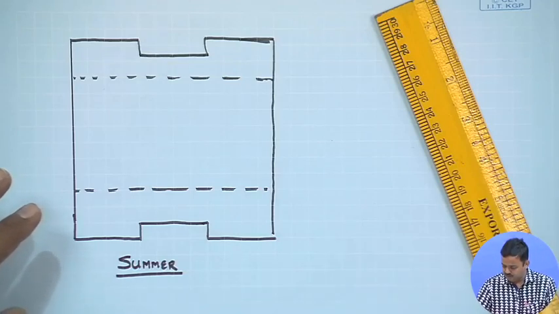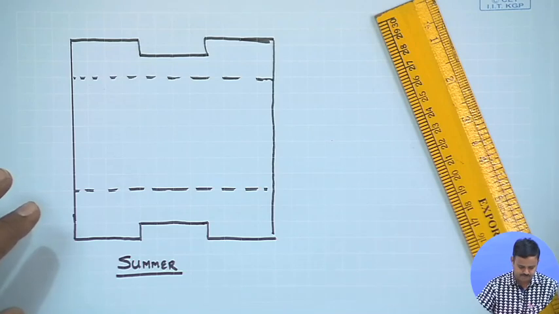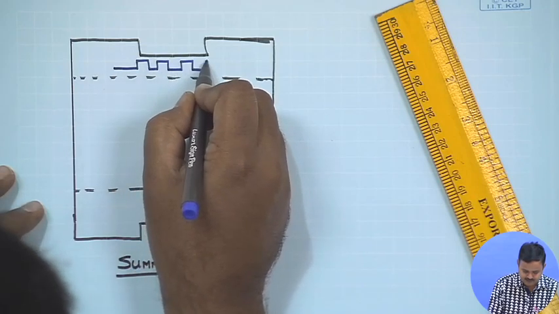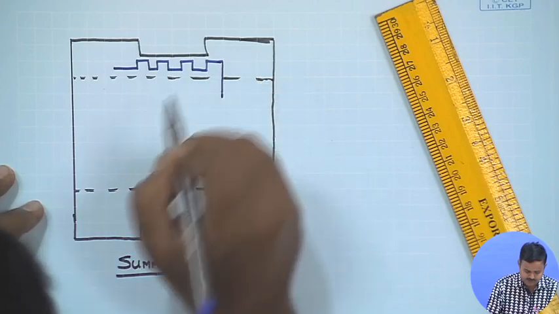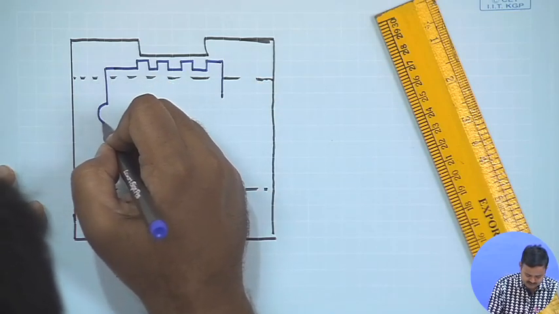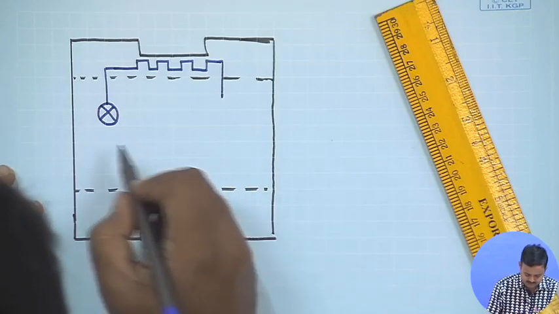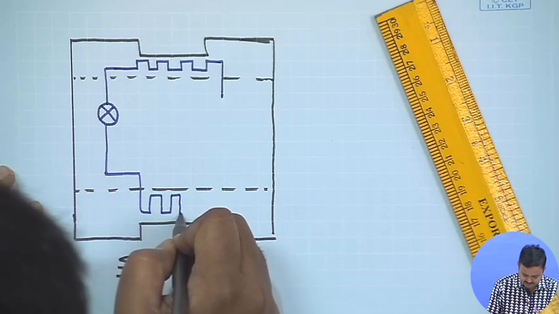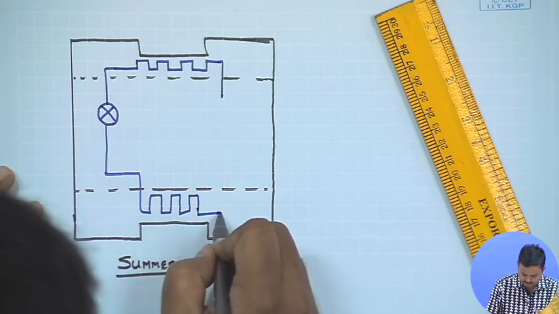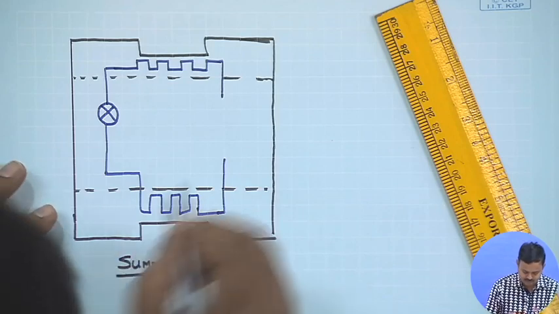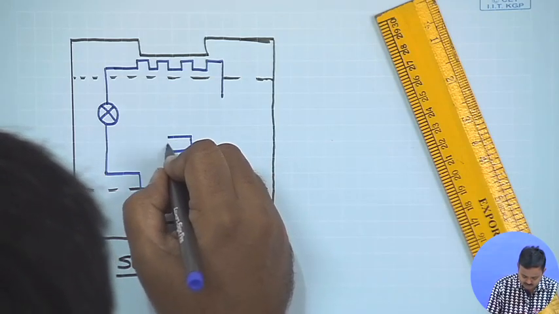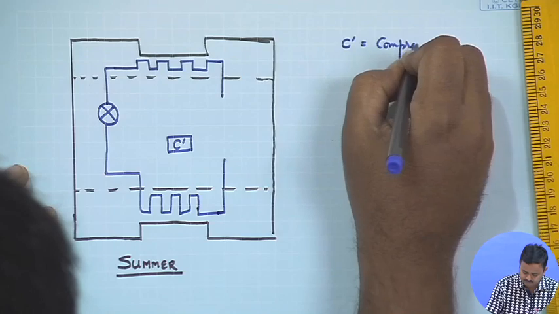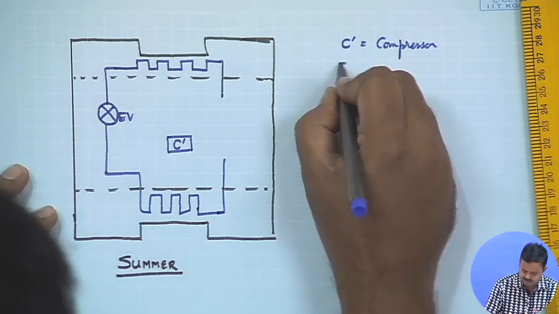Okay. So now let us draw the components of the heat pump first. This is a heat exchanger. This is an expansion valve. Let me denote it in this manner. This is one more heat exchanger which is placed in the room, and this is how it goes up. Now what I will do is I will draw a compressor over here denoted by C prime. Again let me write C prime is compressor, EV is expansion valve.